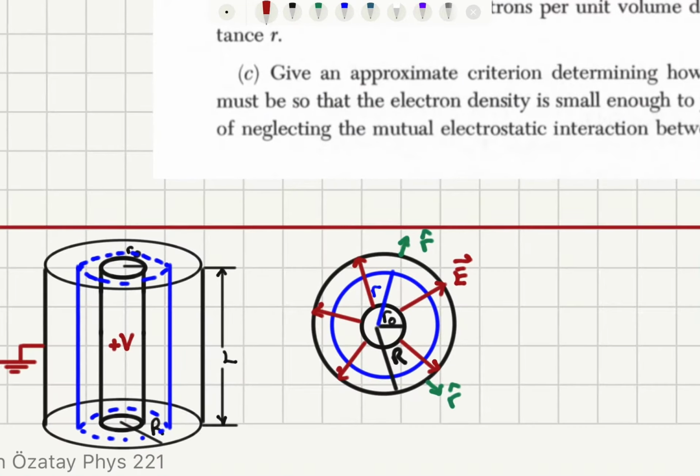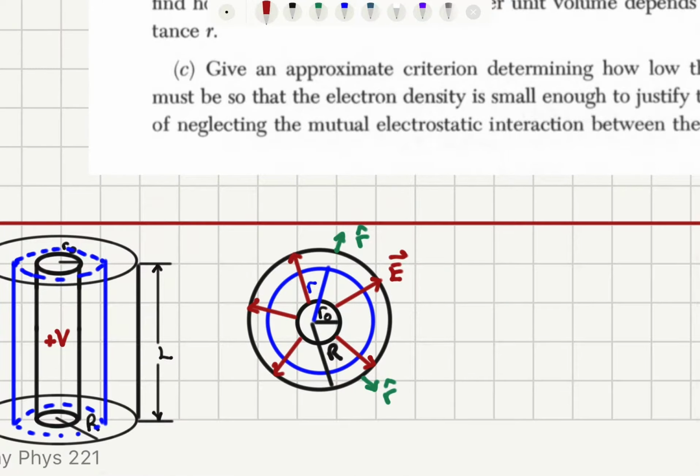So here is our cylinder, radius capital R, length L. Here is the wire inside that has radius R0, and the outside is grounded. Inside I have potential plus V, and I take a Gaussian surface here, that's this cylinder, and this is the top view. You can see that the electric field is pointing radially outward from the center to the outer surface of the cylinder, and my Gaussian surface will look like this from the top.